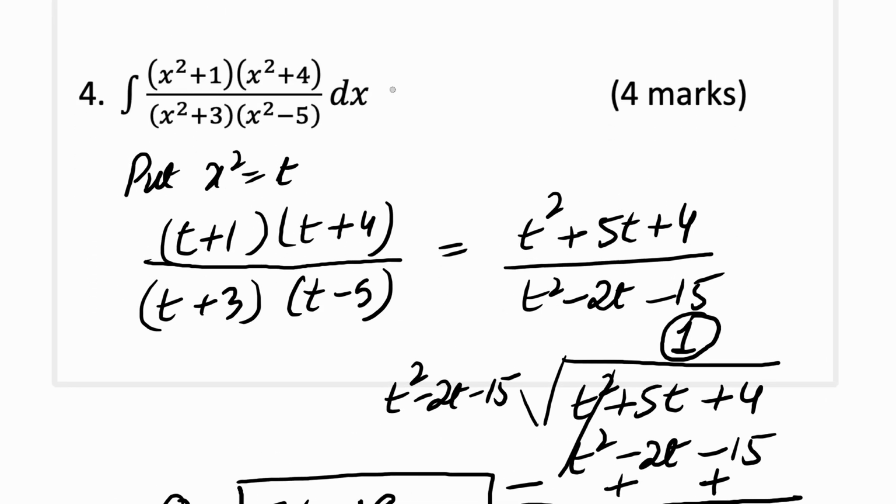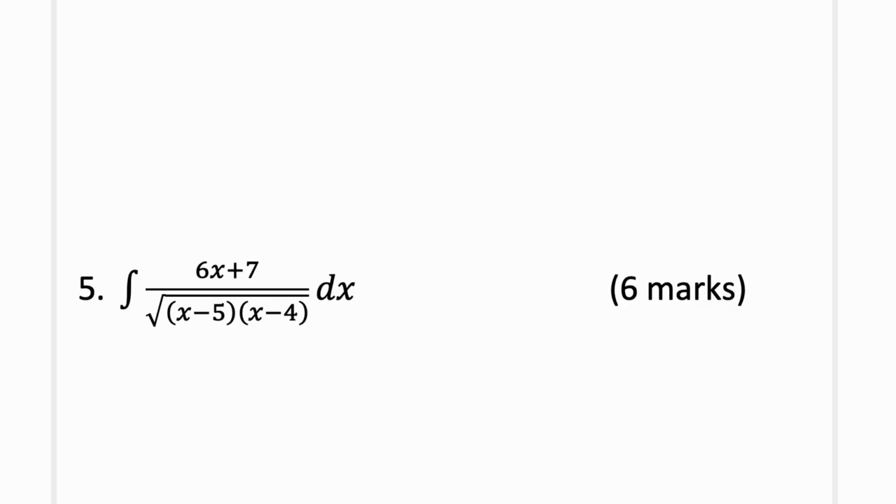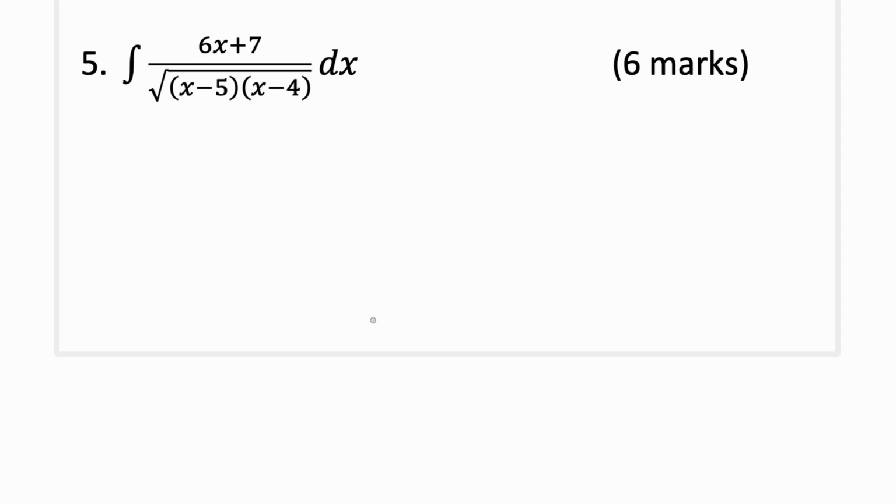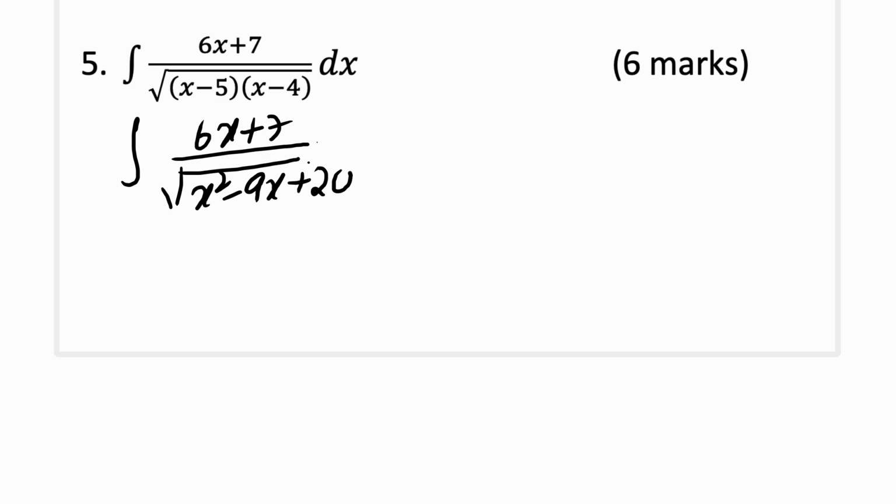Okay, students. Now let's move on to the next question, that is question number 5. See, in question number 5, what we will do? We will again try and write the numerator as a part of some differentiation of denominator, and then we'll try and do it. So first let us write the integral and see what we get. This is a 6 marks question, so this is supposed to be a lengthy question. 6x plus 7 upon under root x square minus 9x plus 20.